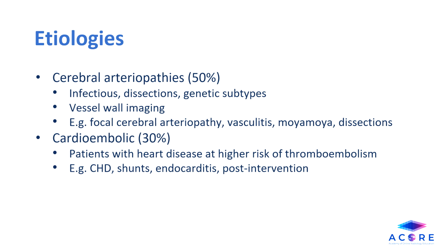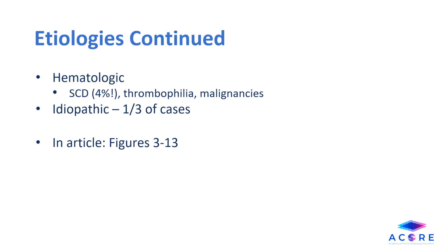Children with heart disease are at higher risk for thromboembolic events, and therefore AIS. Congenital heart disease, including shunts like PFOs, patients with endocarditis, and patients that are status post artificial valve placement or catheterizations are at increased risk for these phenomena. Another important category to address for etiologies and risk factors include hematologic conditions. These encompass patients that have hemoglobinopathies like sickle cell disease, which actually accounts for about 4% of all pediatric strokes, patients with thrombophilias, and malignancies.